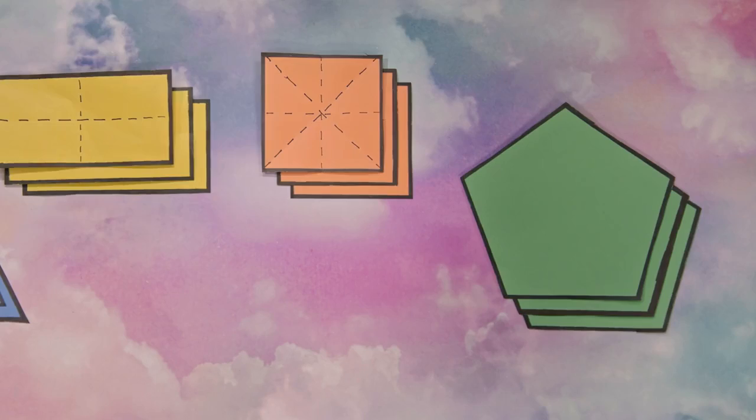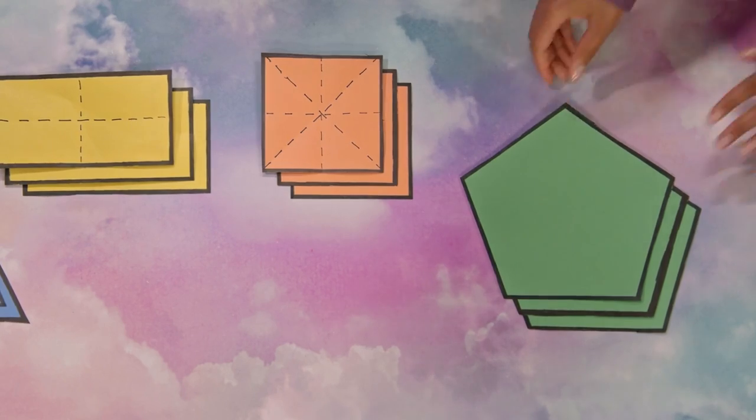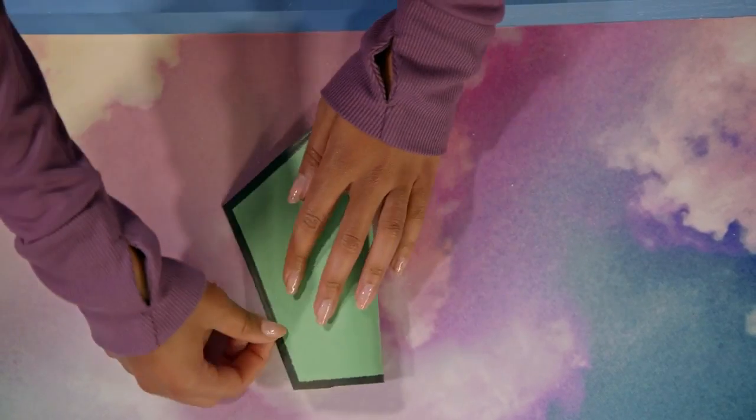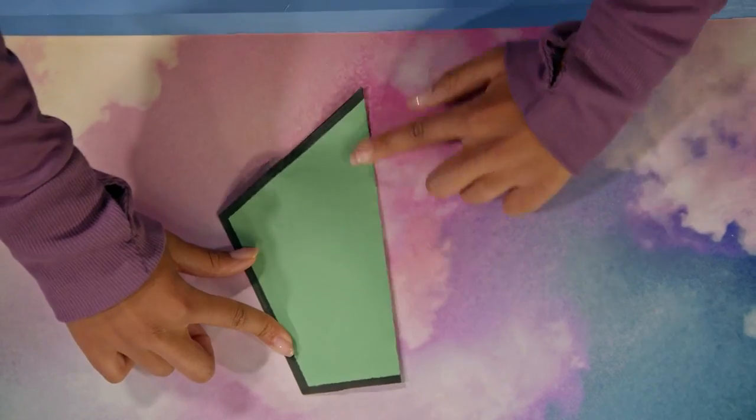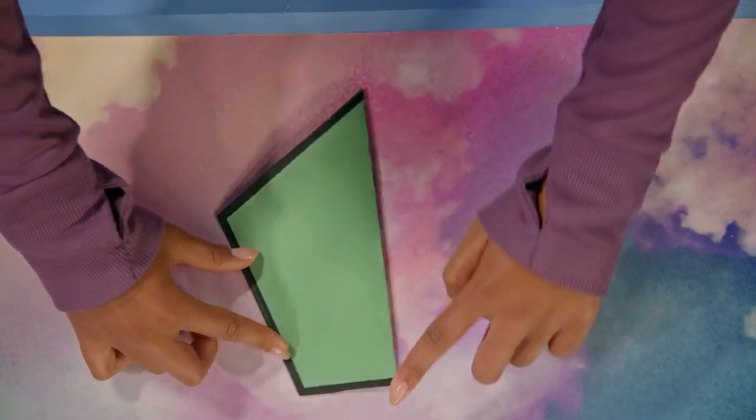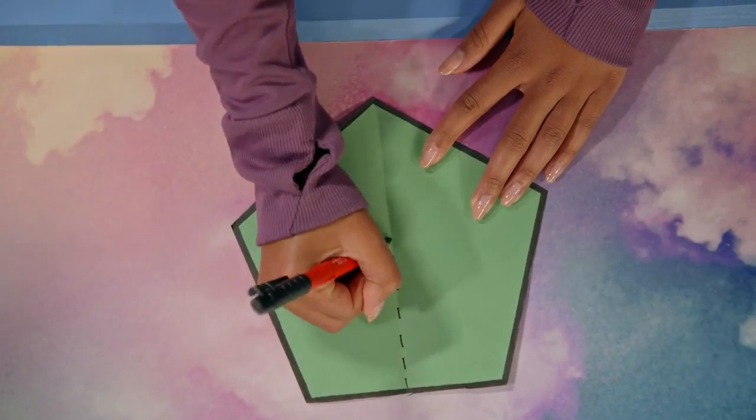Let's try one more shape, a pentagon. This one has 5 sides that are all the same length. Let's try to fold it from one corner down the middle. The sides match. So that's a line of symmetry.